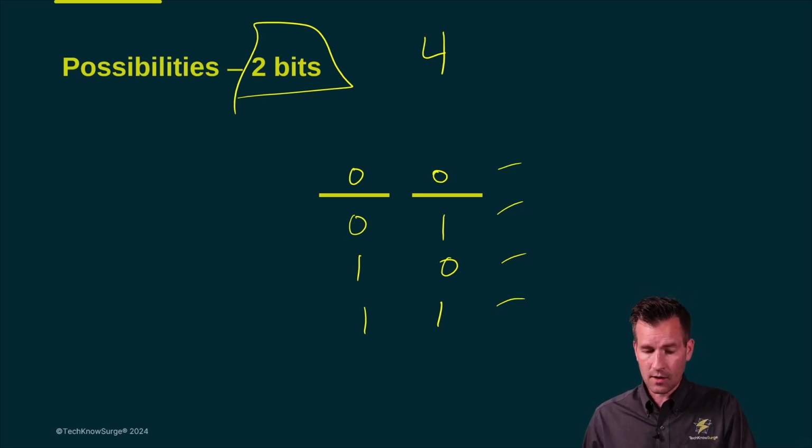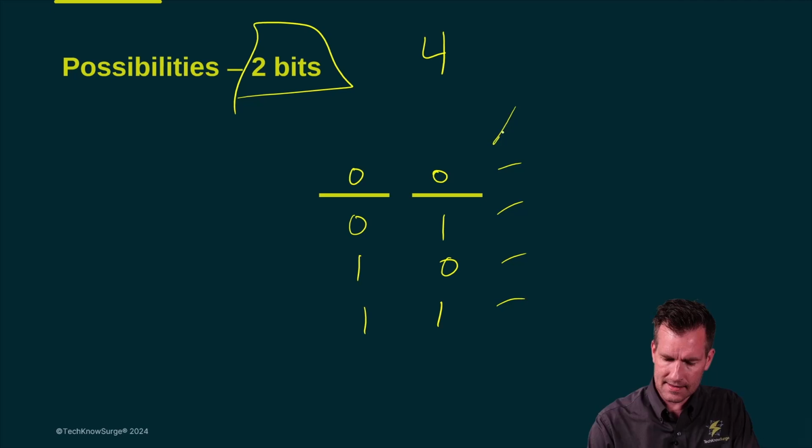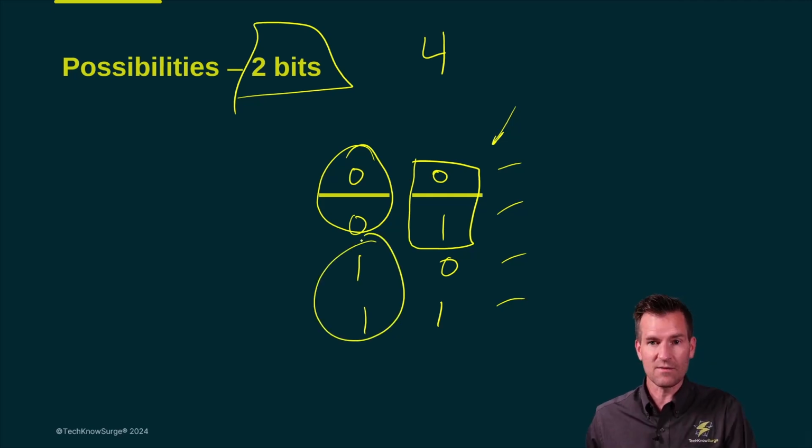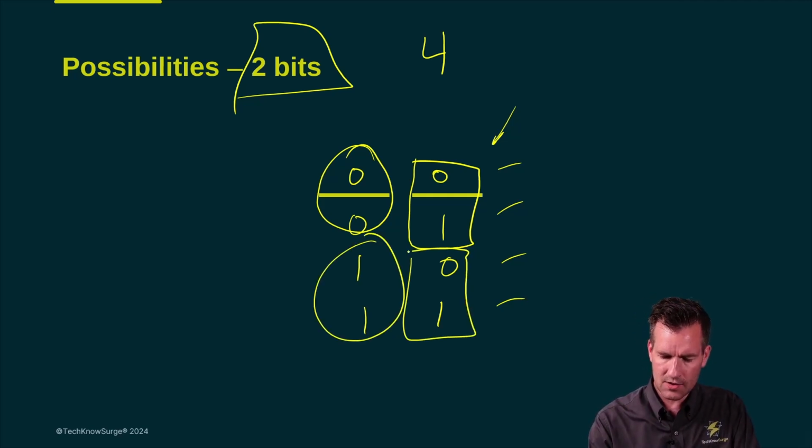And if you think about it, it really makes sense because we still have that single bit, which could be a 0 or 1. And now we have an extra bit, which could be a 0 or a 1. So we've doubled the amount of combinations we have by adding an extra bit.